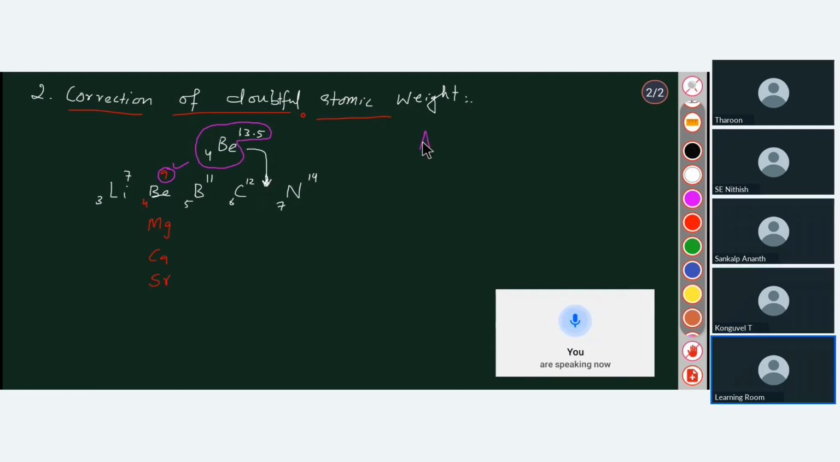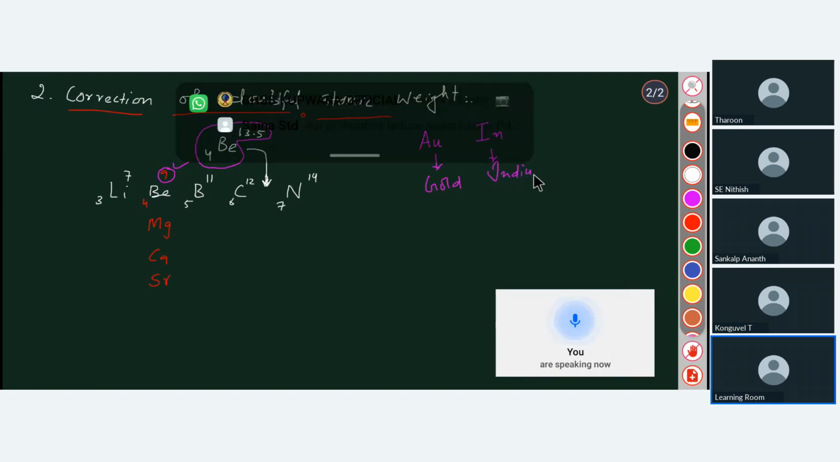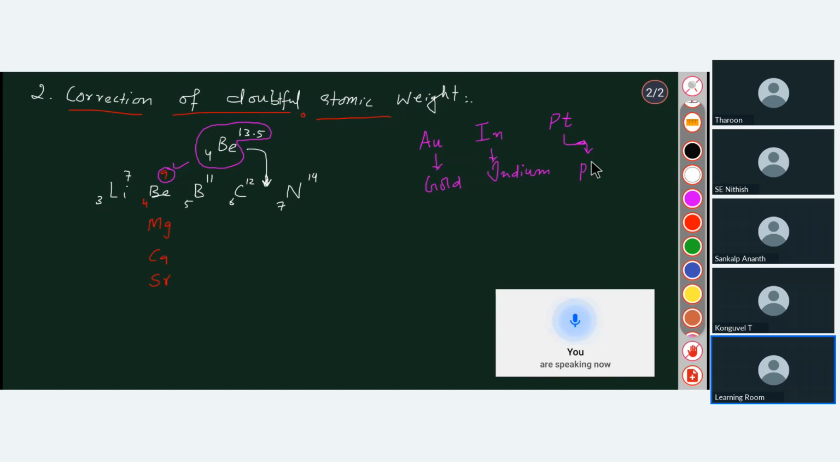Along with beryllium, he also corrected the weight of gold. Gold symbol is Au, I hope you remember. Similarly, he also corrected the mass of indium. Indium is In. And similarly, he also corrected the mass of platinum, Pt. Pt stands for platinum. So this was the second achievement of Mendeleev's periodic table.